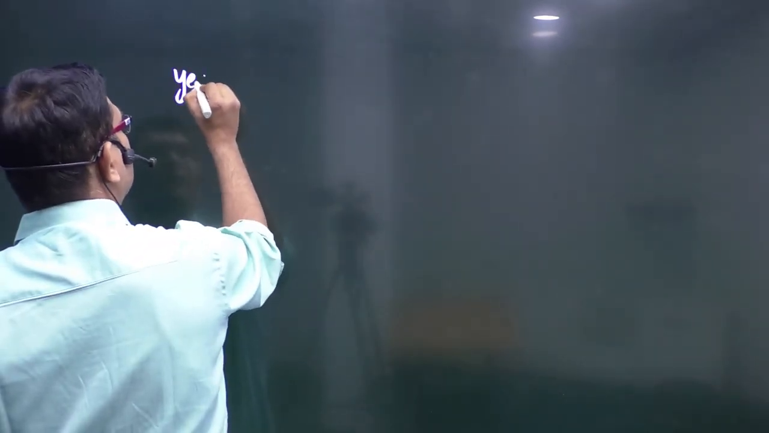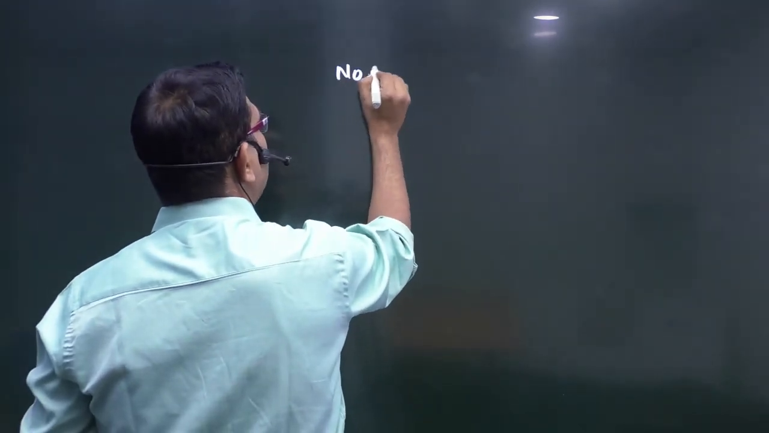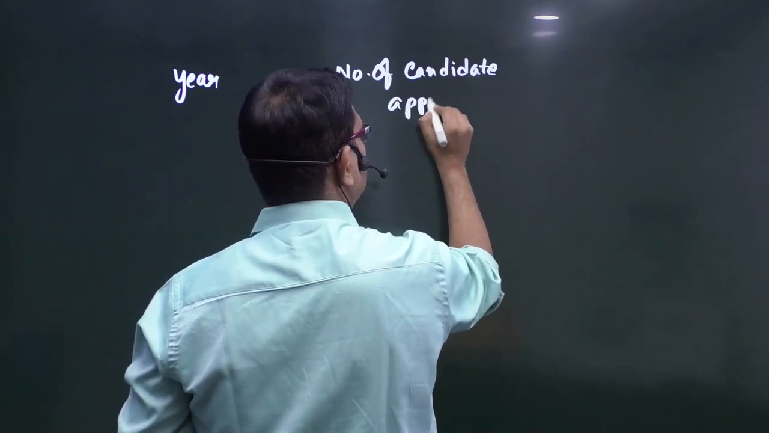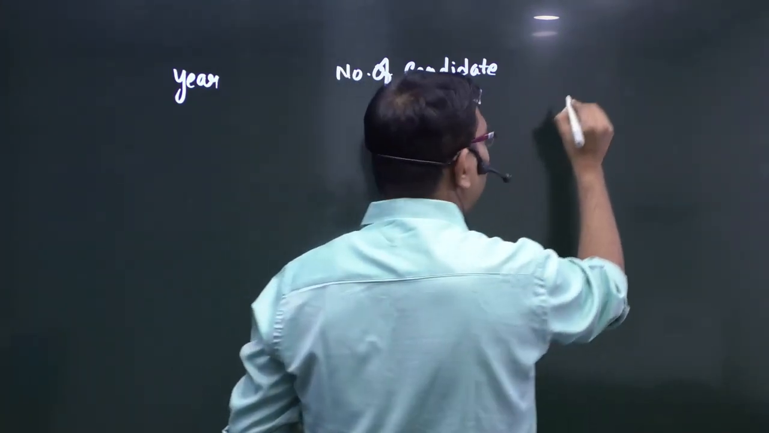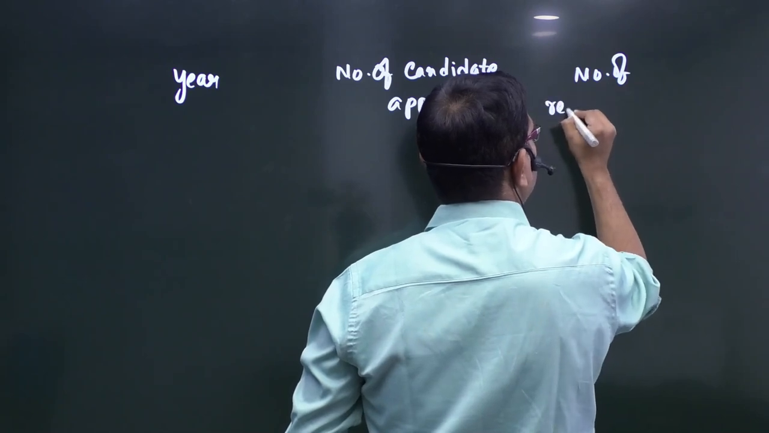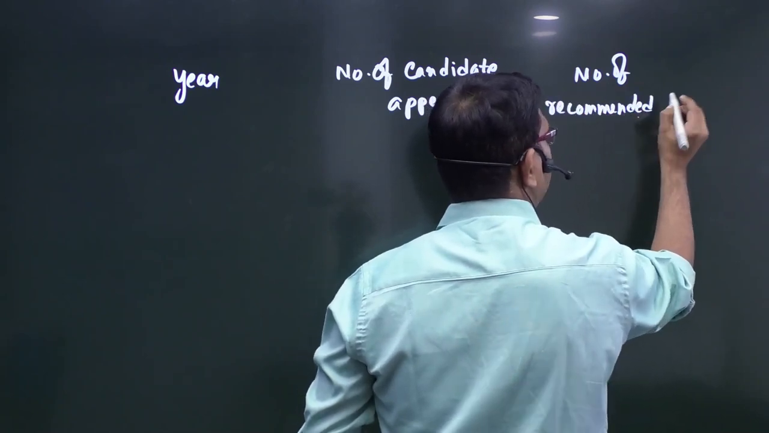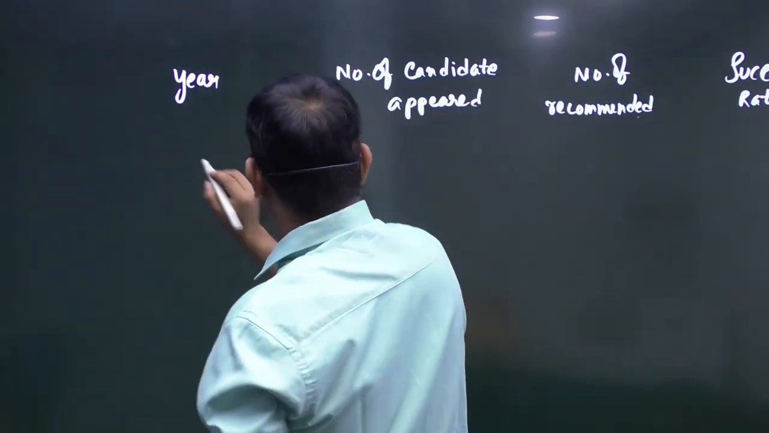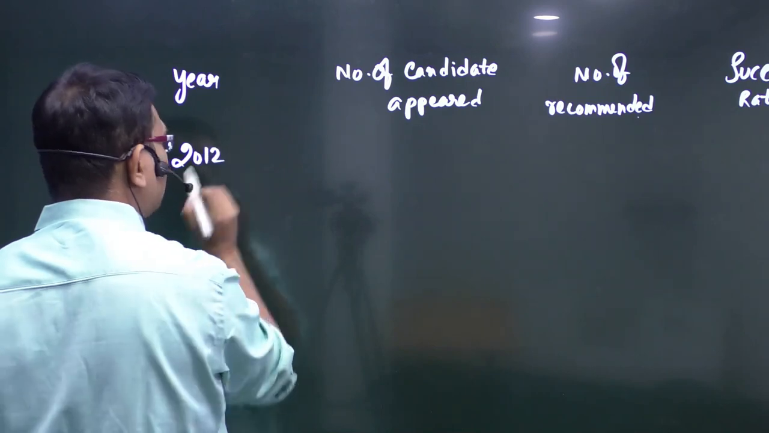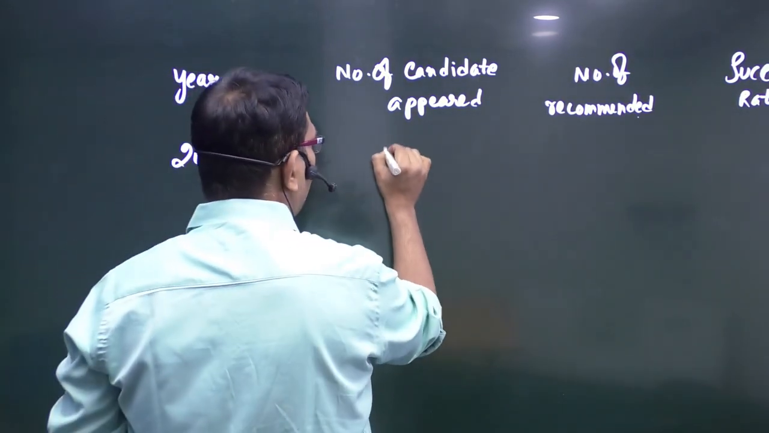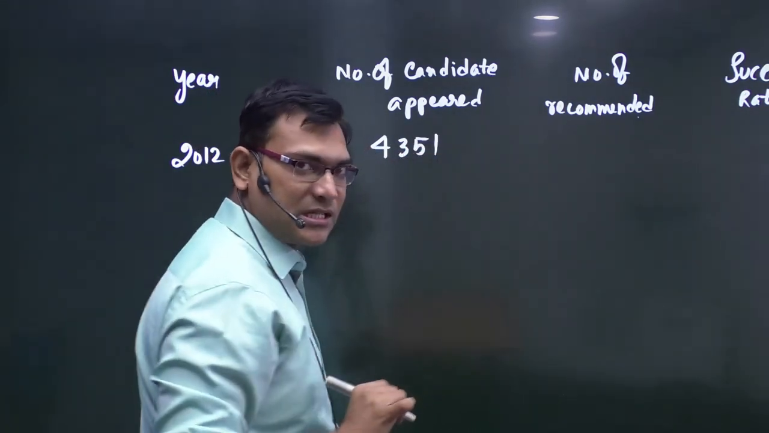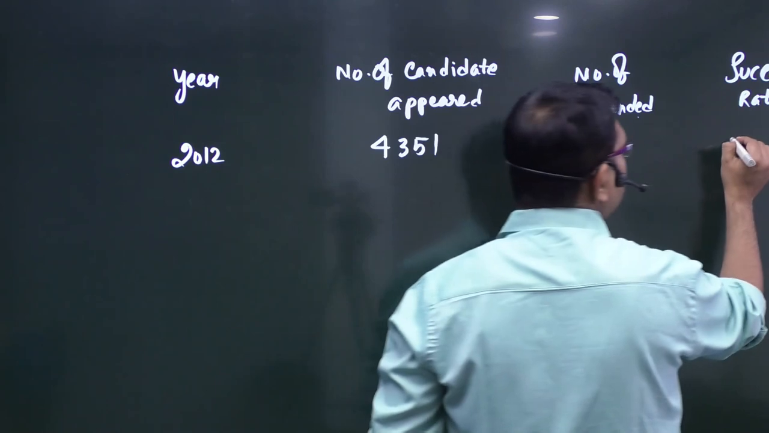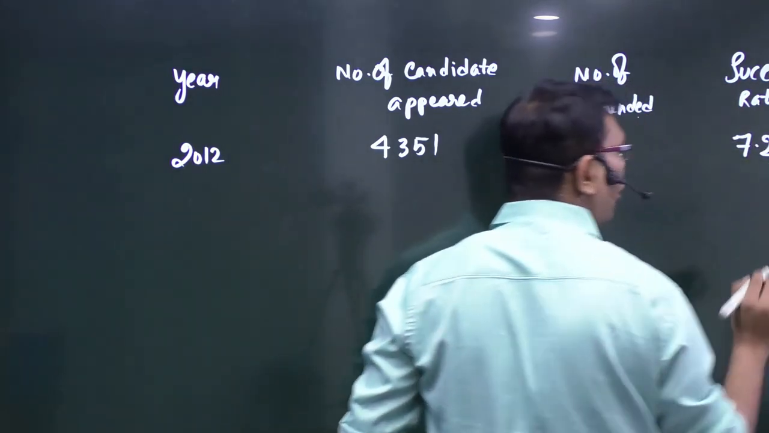If I take up the year, the number of candidates appeared for the mains, the number of recommended candidates, and the success rate. Suppose you see, if I say 2012, I'll tell up to 2017. In 2012, 4351 candidates appeared in the mains. And out of that, 314 candidates were selected, recommended. And the success ratio is 7.2%. See how great it is.